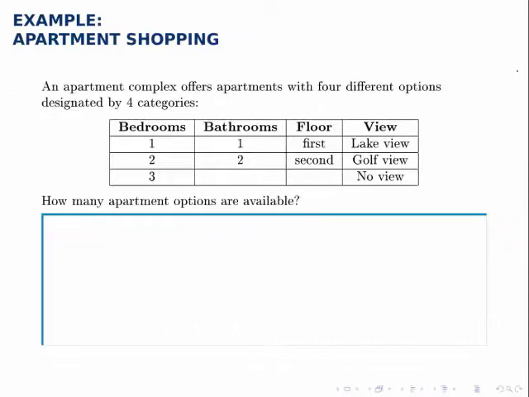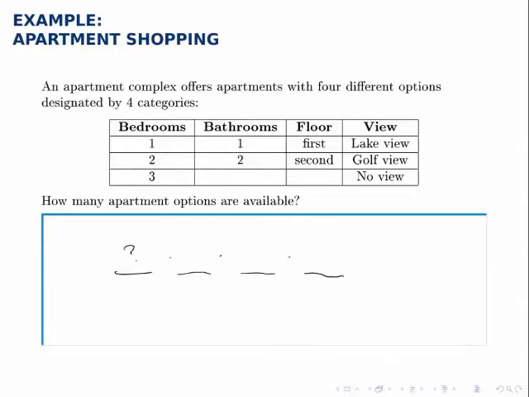An apartment complex offers apartments with 4 different options designated by 4 categories. So you have the number of bedrooms, the number of bathrooms, which floor the apartment is on, and which view you get. And we want to know how many apartment options are available. In this case, essentially we're making 4 choices: the number of bedrooms, the number of bathrooms, which floor we're on, and which view we get. The fundamental counting principle, again, says that if we can figure out how many ways there are to make each choice, the number of ways of making all these choices together is simply the product of these numbers.